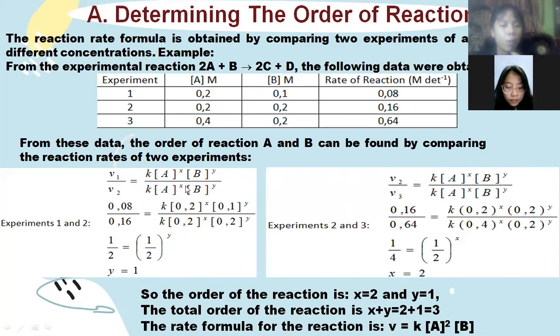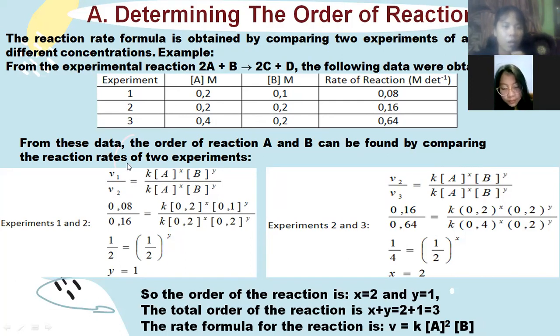to make this formula, we must see where the A concentration is the same among these 3 experiments, which is in 1 and 2, where the A concentration is the same, because we want to find the B order of reaction. So the formula becomes V1 over V2 equals K times concentration A X degree times concentration B Y degree over K times concentration A X degree times concentration B Y degree.